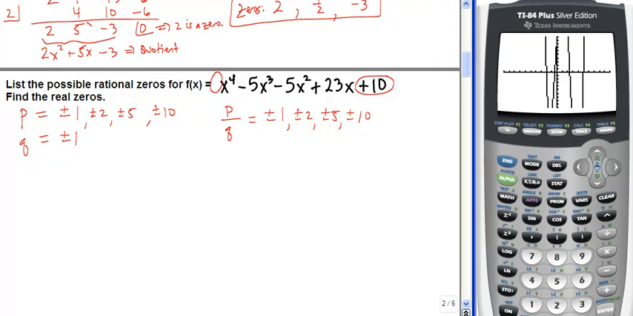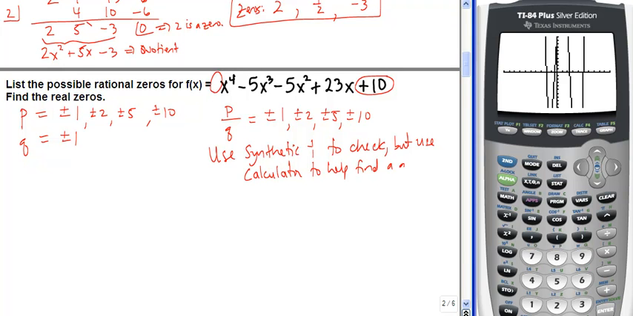So you have to use synthetic division to actually check. But you can use the calculator to help you find a good guess, a number to start off with that's in your list of p's over q's.